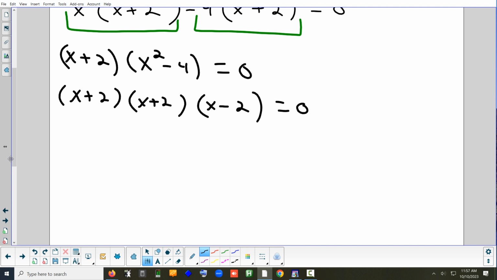We have x plus 2 squared, and then x minus 2. So what would you plug in for x here? That would be -2. And here? -2. You don't have to write -2 twice. There's a name for that. It's called a repeated root. You don't have to write it twice.